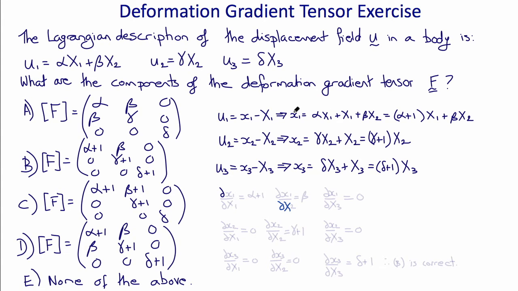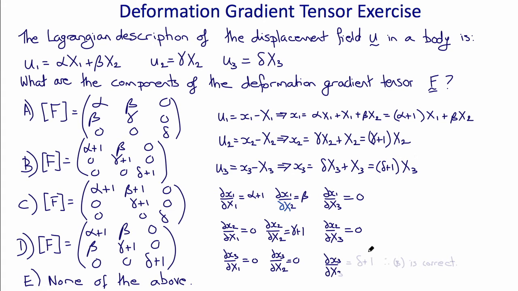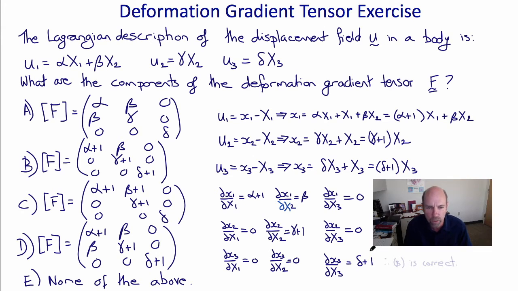So now taking partial derivatives of each of these functions, little x1, 2, and 3, with respect to big X1, 2, and 3, we get del little x1 del big X1 equals alpha plus 1, del little x1 del big X2 equals beta, del little x1 del big X3 equals 0. This is the first row of the deformation gradient tensor. Del little x2 del big X1 is 0, del little x2 del big X2 is gamma plus 1, del little x2 del big X3 is 0. Del little x3 del big X1 is 0. Its derivative with respect to big X2 is 0, and its derivative with respect to big X3 is delta plus 1. So these are the components of the deformation gradient tensor, which you'll see appear in answer B. So B is the correct answer.